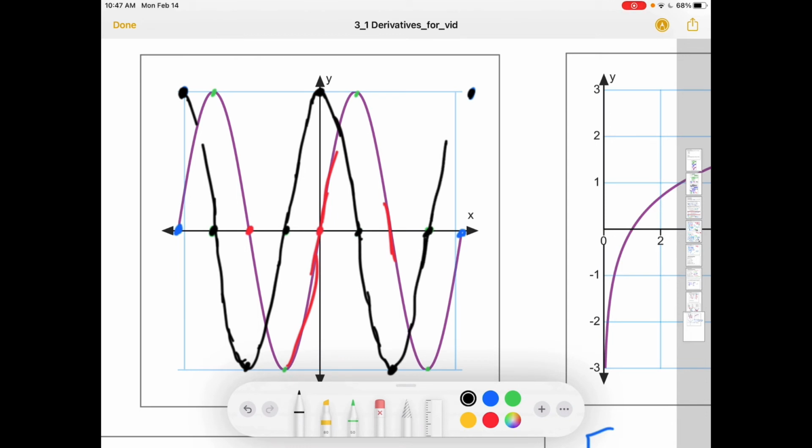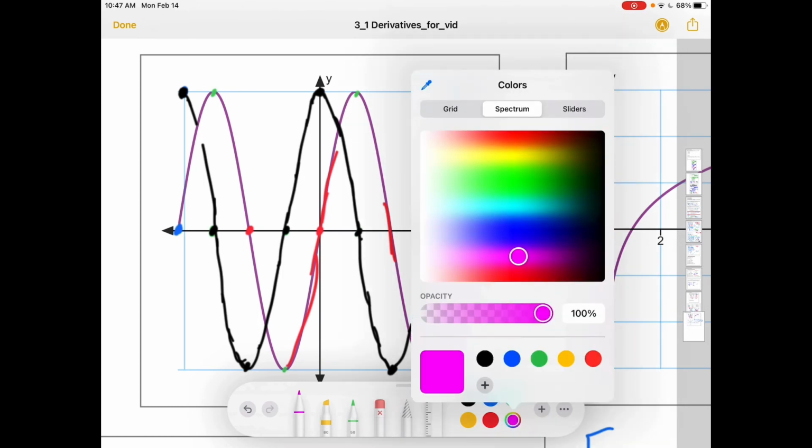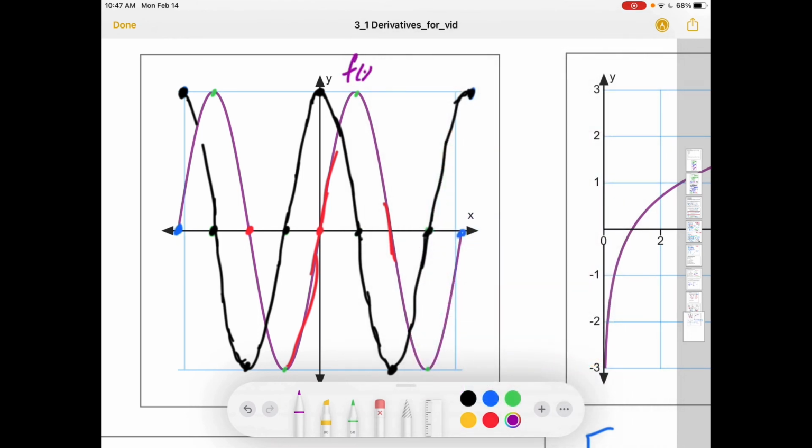Now these graphs should look somewhat familiar. The purple graph, the original one, looks a lot like sine x. The black graph looks suspiciously like cos x. Now this is not a proof that the derivative of sine x is cos x, but it's strong graphical indication.